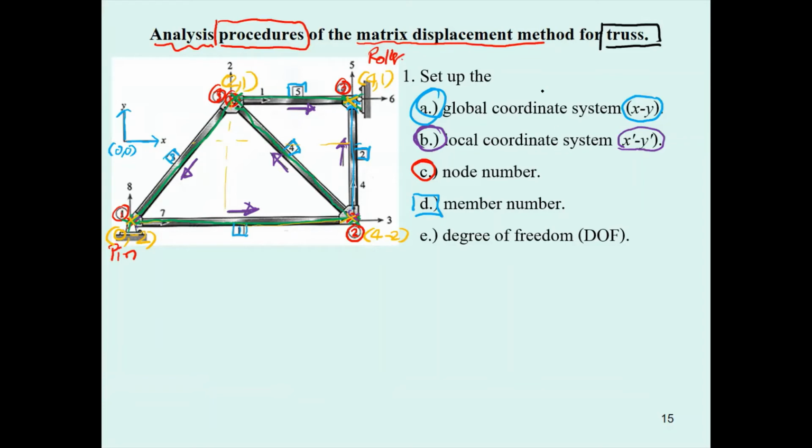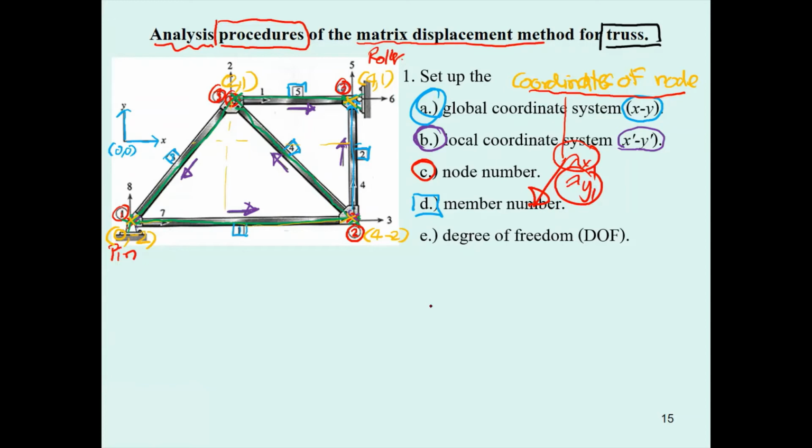You also know the coordinates of the nodes. When you know the coordinates of the nodes, later the computer will use the algorithm to determine lambda sub x and lambda sub y for each member. Member 1 will have its own lambda sub x and lambda sub y, and member 2 also will have.